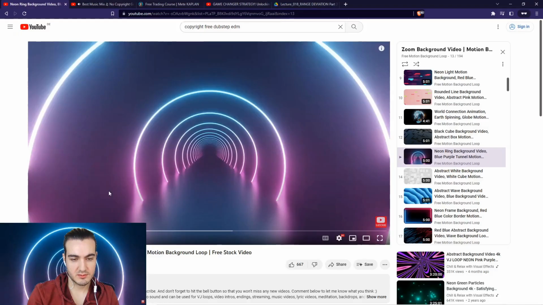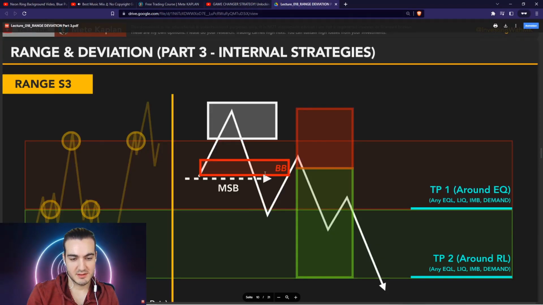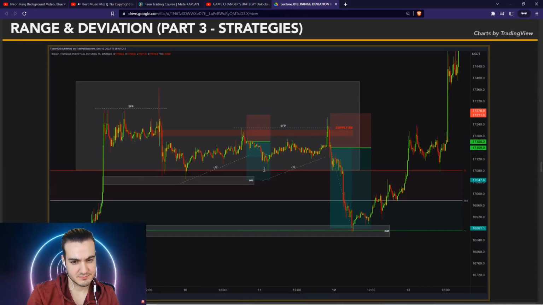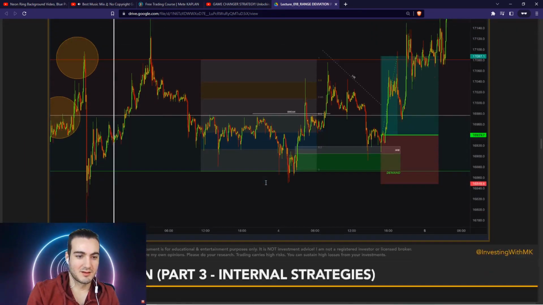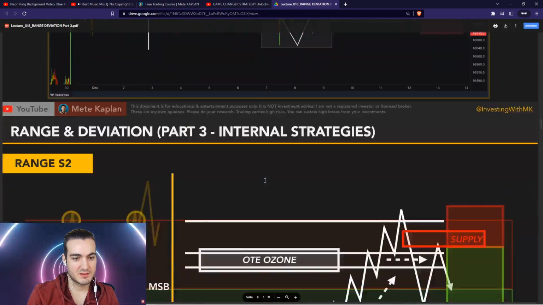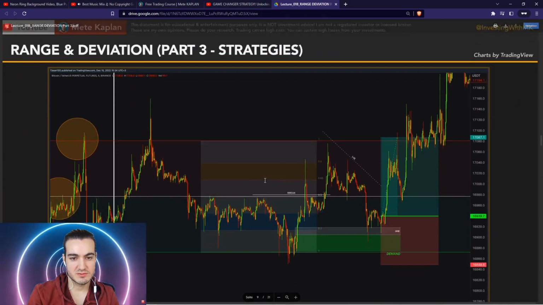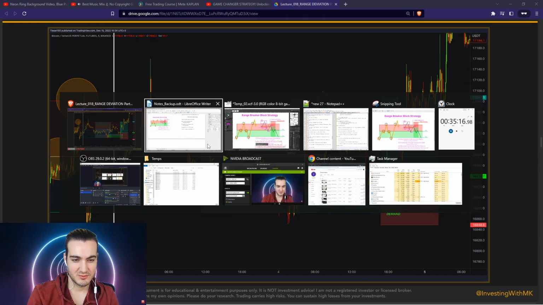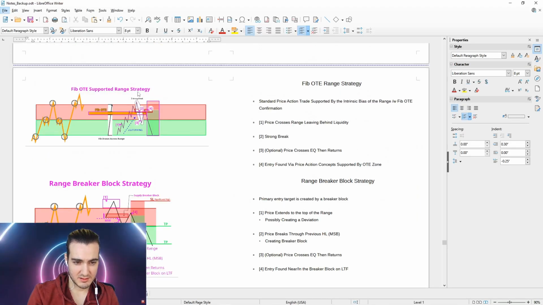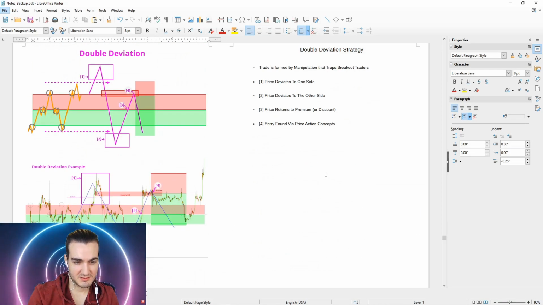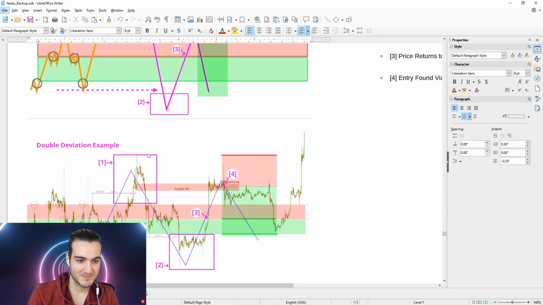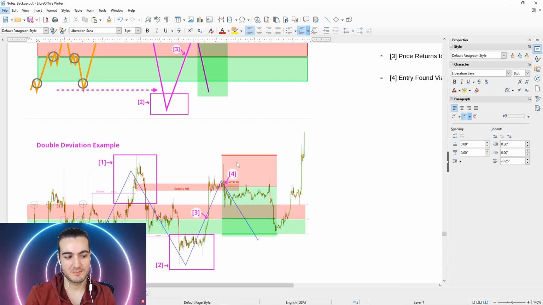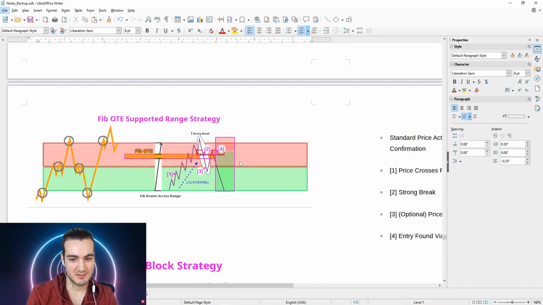I'll take a quick look at the example, but I don't think I'll... what the hell. I'll add in the actual chart examples, which means I'll have to do the one for the fib OTE as well, because I didn't do that yesterday. And we did add an example for the double deviation. So just to be fair to the other trades, we've got to add them in too.